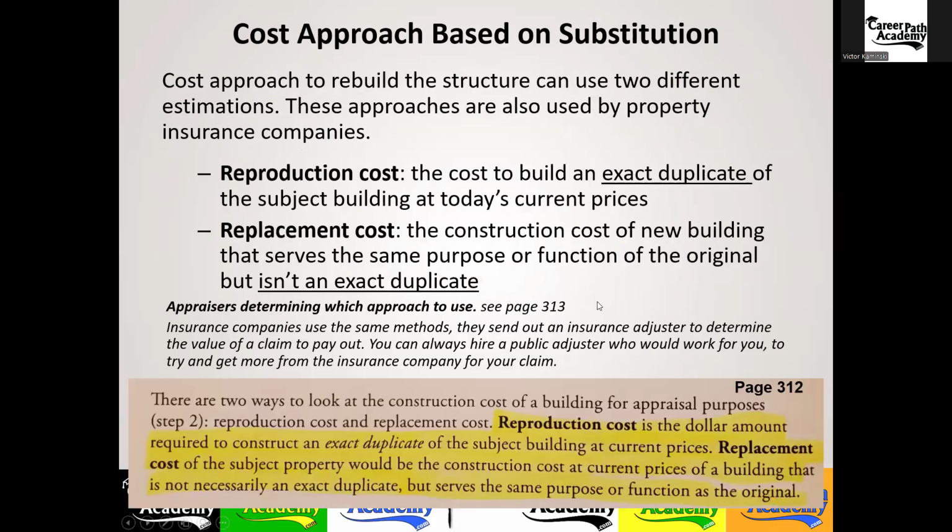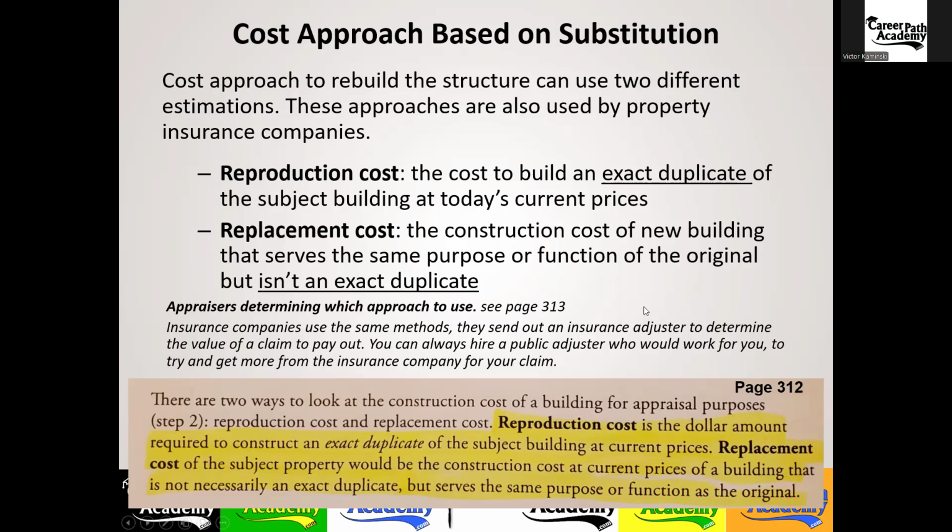Well, what is that? Well, here we go. We got to know these terms. They are on the exam. Here you can highlight them on page 312. Reproduction cost is the cost to build an exact duplicate of the subject building at today's current prices. So you would actually want that kind of an insurance policy on your house too.